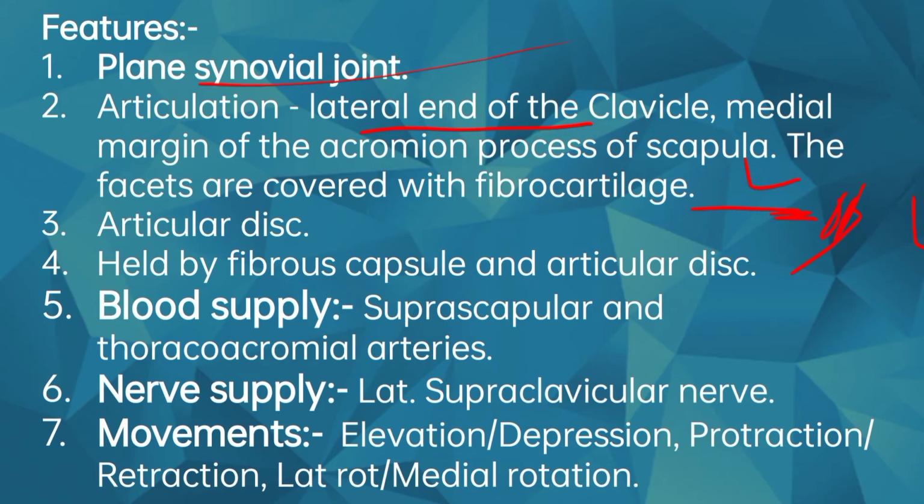Now the blood supply. The fibrous capsule and articular disc get merged. Blood supply is by the suprascapular and thoracoacromial arteries. Nerve supply is by the lateral supraclavicular nerve. The movements are elevation, depression, protraction, retraction, and lateral and medial rotation.